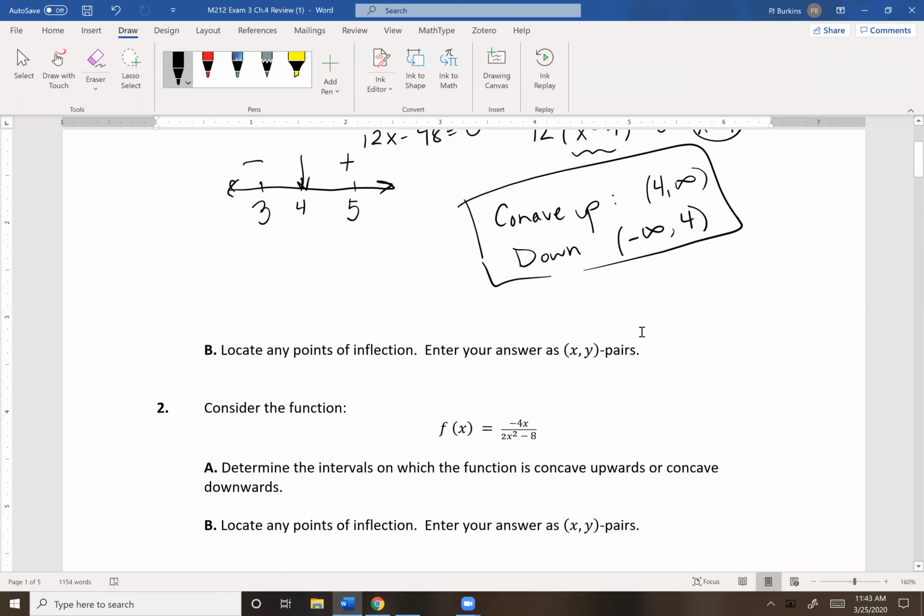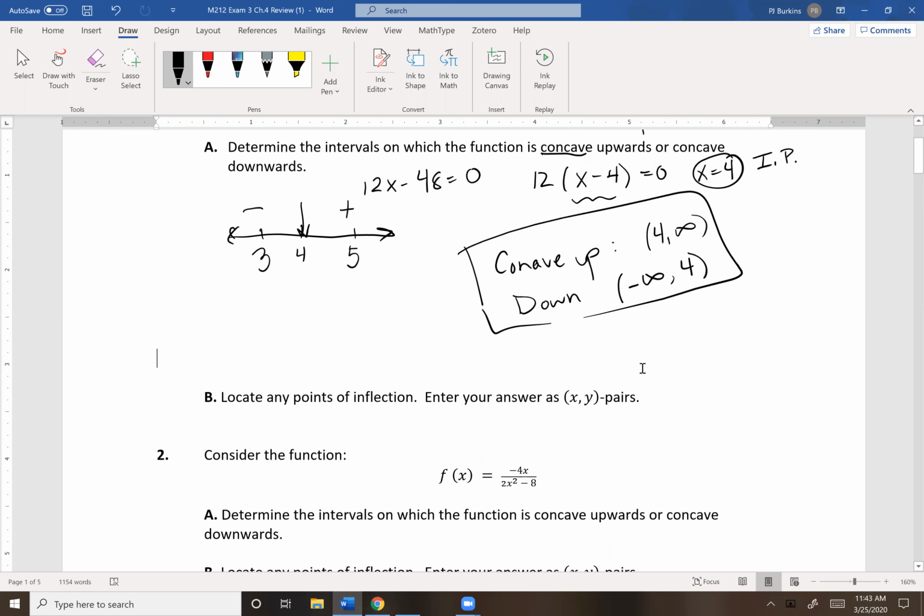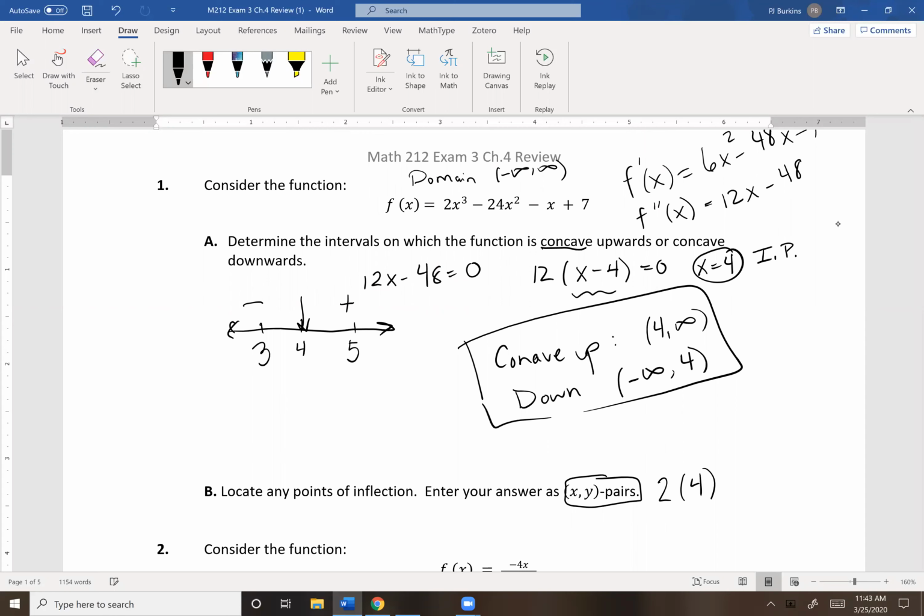In part B, locate points of inflection. Well, we've only got one of them. The inflection point is where we technically change from concave up to concave down. It says to find the ordered pair, so we take x and plug it back into the original function, which was 2 times 4 cubed minus 24 times 4 squared. Oops, that's a 4, not a 2.